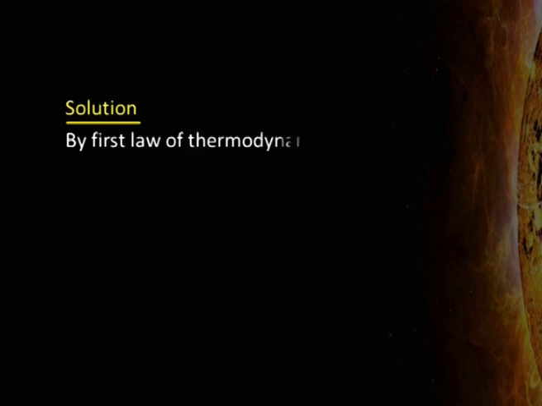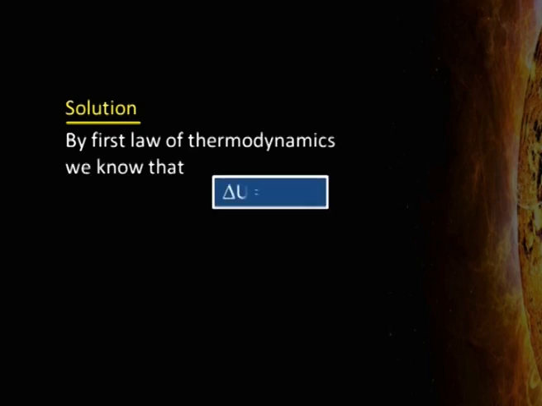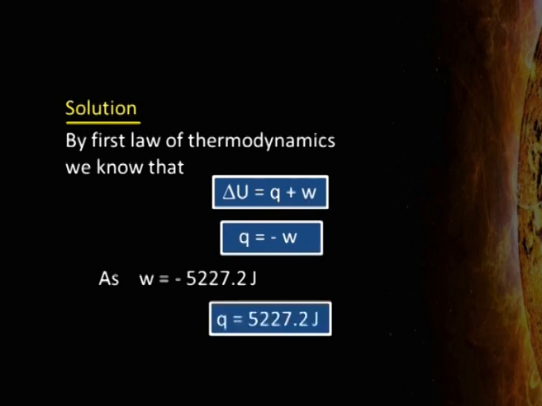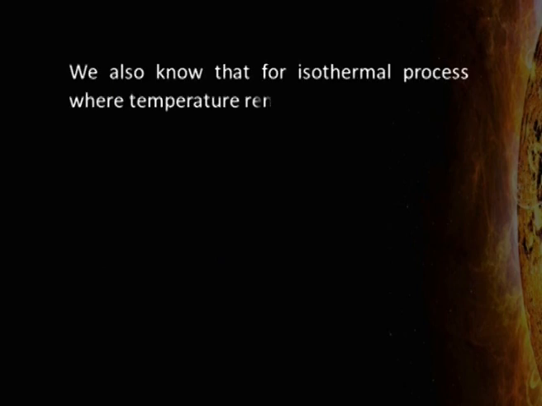By first law of thermodynamics, we know that delta U is equal to Q plus W, or we can say that Q is equal to minus W. As W is minus 5227.2 joules, hence Q will be equal to plus 5227.2 joules. We also know that for isothermal process where temperature remains constant, P1 V1 is equal to P2 V2.